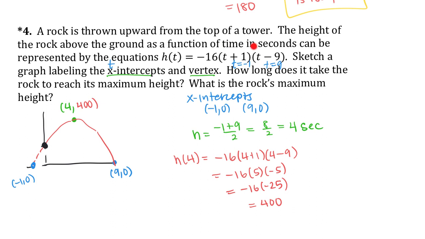Okay, the height of the rock is modeled by this. Sketch a graph labeling the x-intercepts and the vertex. Got it. How long does it take for the rock to reach its maximum height? Oh, that should be seconds. So after 4 seconds, it reaches its maximum height. What's the rock's maximum height? Max height is 400, and it didn't tell me the units, so you can say 400 units, or you can just say 400.